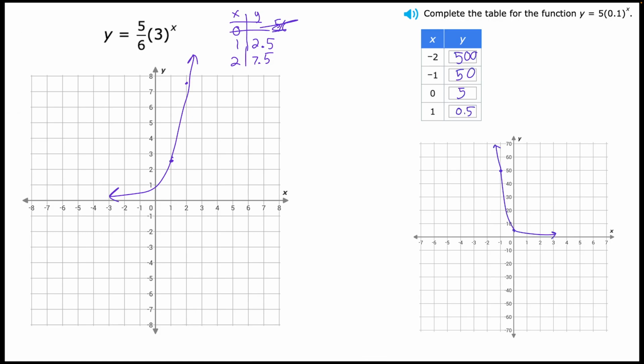And for the second problem, here is the table and the graph. You'll notice that this is scaled by tens, so you can use that -1, 50 point on the graph. All right, that is it for today.